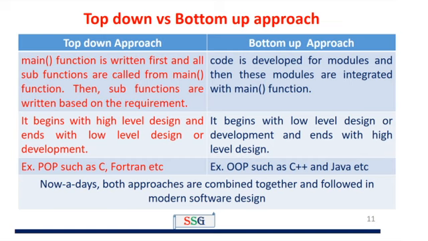Then the second point: the top-down approach begins with the high-level design and ends with the low-level design or development. But the bottom-up approach begins with the low-level design or development and ends with the high-level design. Some examples for the top-down approach are C and Fortran. For the bottom-up approach, they are C++ and Java. Nowadays, both approaches are combined and followed in modern software design.